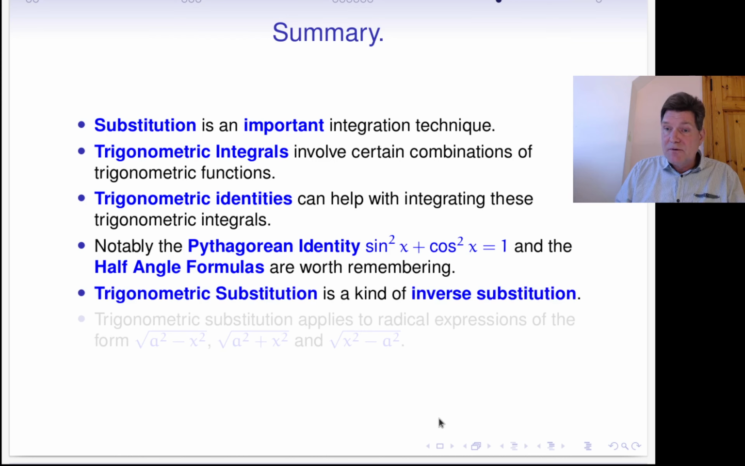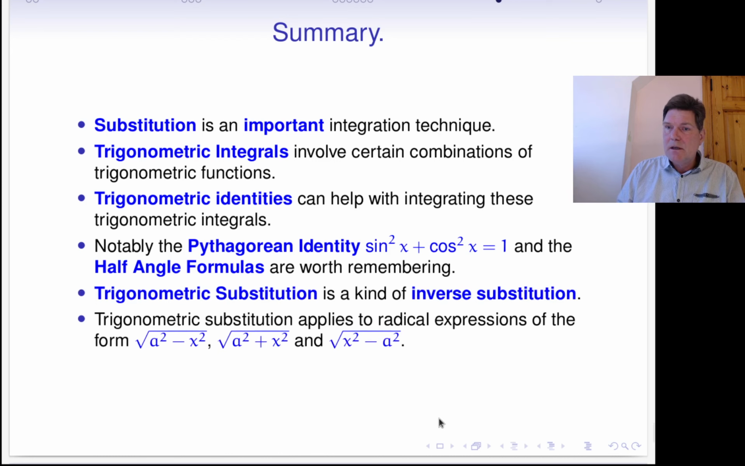Trigonometric substitution we've just looked at is a kind of inverse substitution, where the substitution rule is used in reverse, and it applies in particular in 3 situations where the integral involves radical expressions of the form root of a difference of 2 squares or a sum of 2 squares.